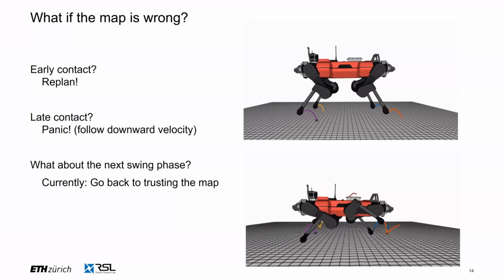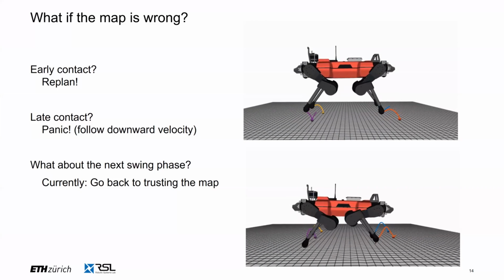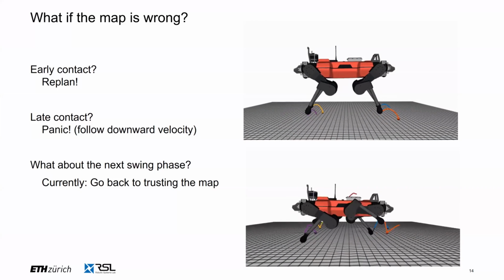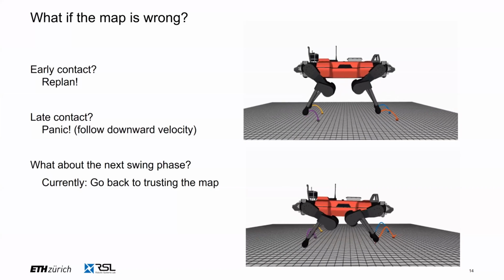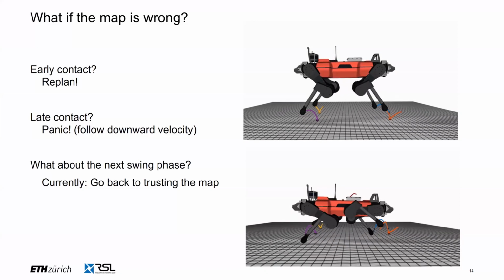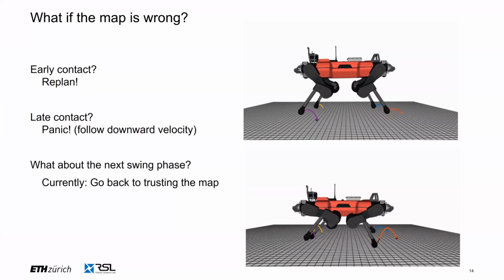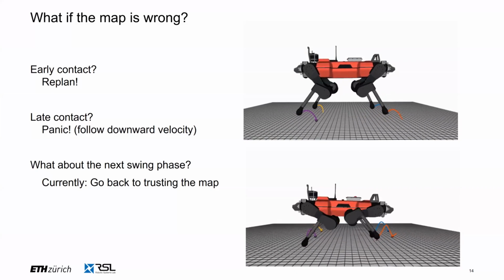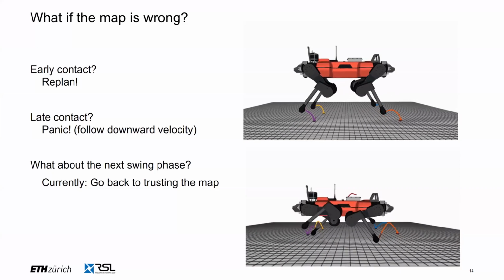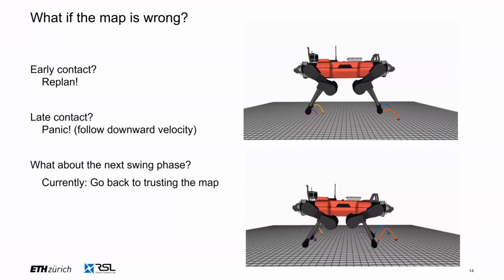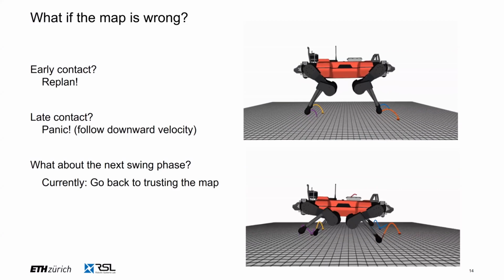But that was the pretty part. There are also some less pretty parts about this work. So what if the map is wrong? There I've used basically what we've learned about blind locomotion. If you're early in contact, you use that contact and replan. If the contact is late, well, you don't really know what to do, but you can try to move the foot down to establish contact. An interesting question then is, what do you do with the next swing phase? To avoid doing a lot of if-else statements, I just trust the map again, and it will keep making the same mistake, basically, if the map is wrong.